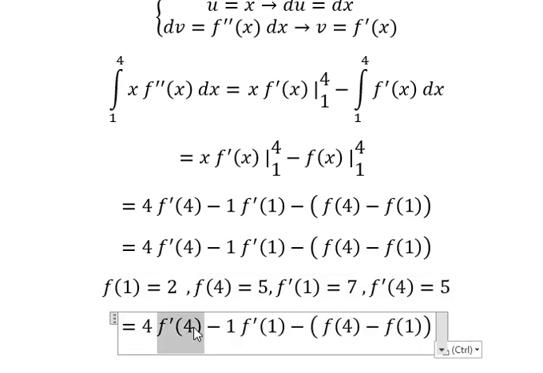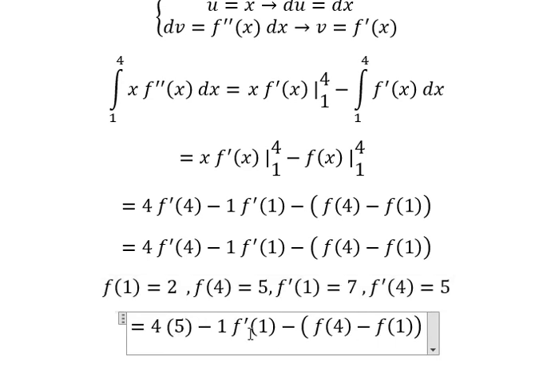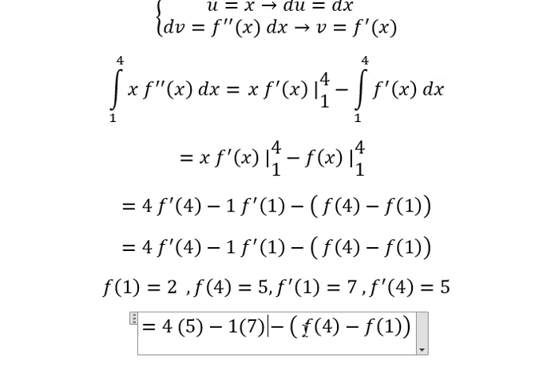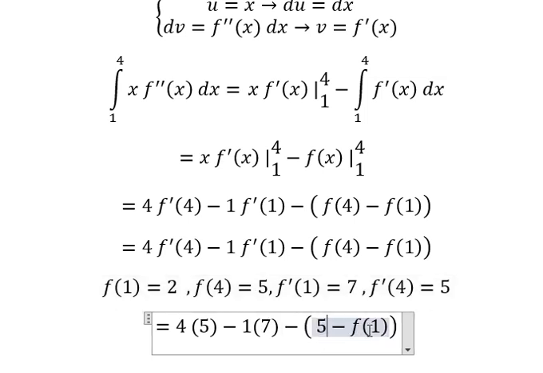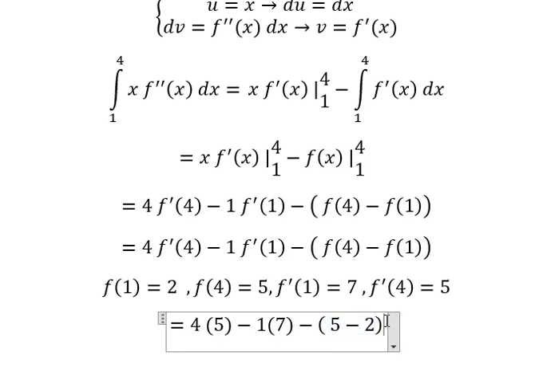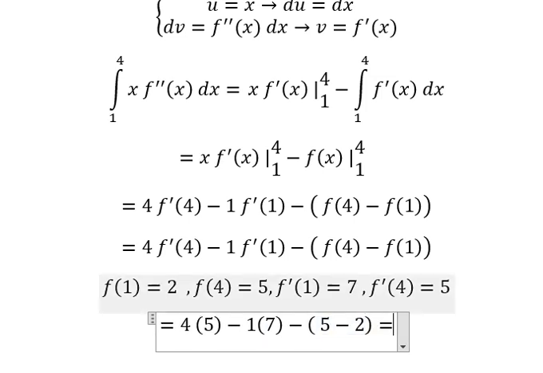So this one is number 5. This one is number 7. f(4) is number 5. f(1) is number 2. So we calculate this one, and we have number 10.